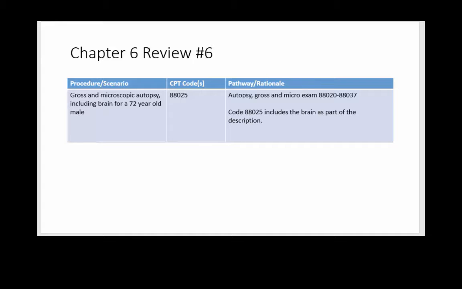Number 6, the gross and microscopic autopsy, including the brain for a 72-year-old male. When you look under autopsy, gross and micro exam, it gives you a range of codes, and code 88025 includes the brain as part of the description. As with all of our CPT codes, you're always going to be reading all the descriptions found within that range to help you determine the best code.